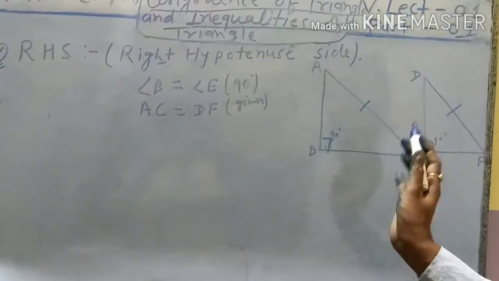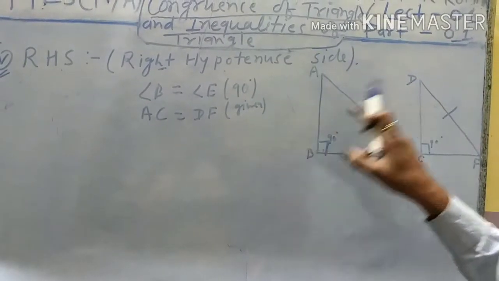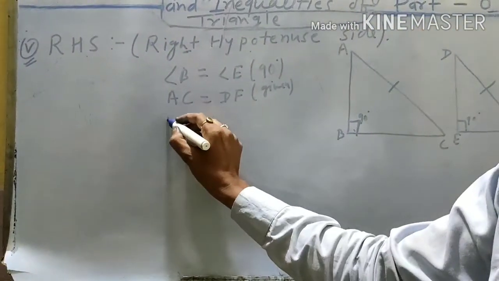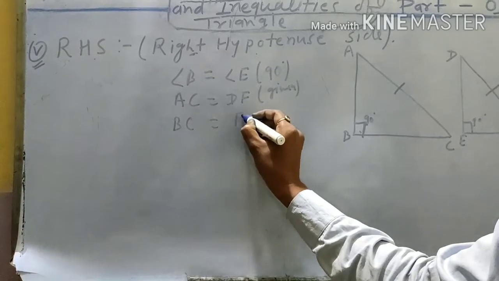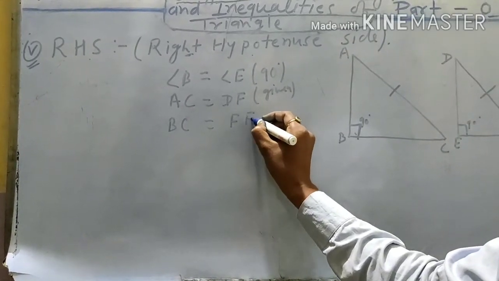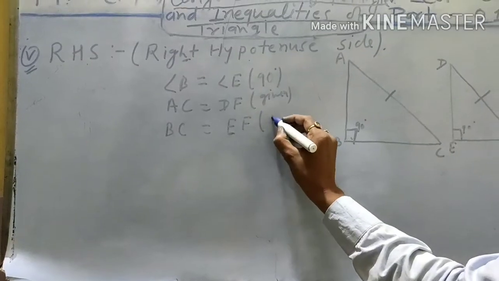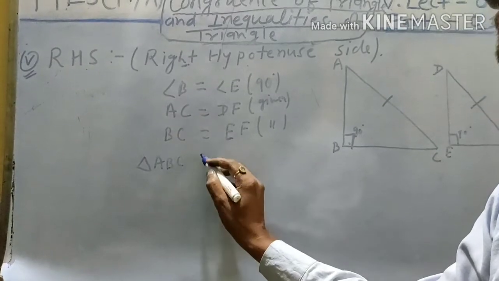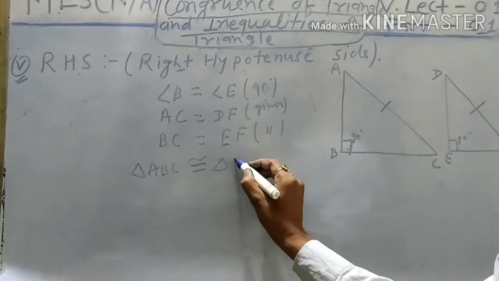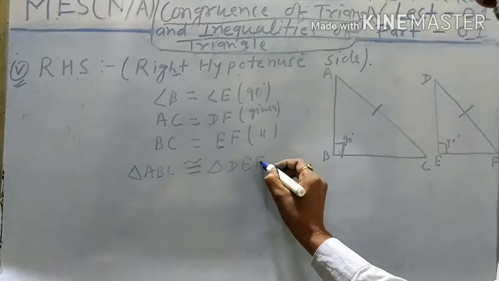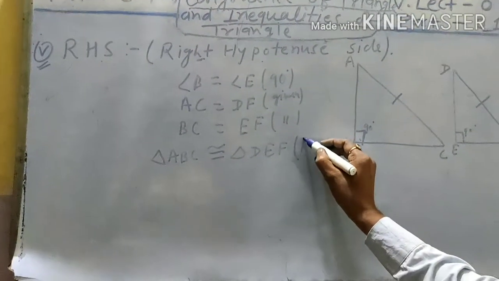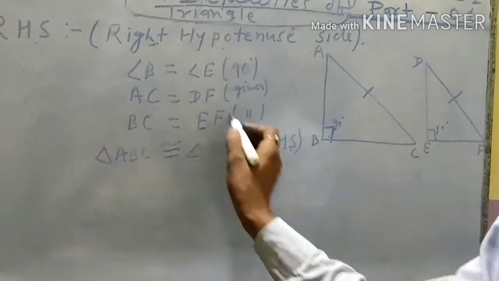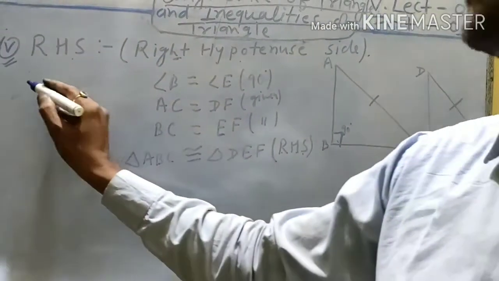And the last one is the side. We have to take any side. If AB, then DE. If BC, then EF. So take any one. Here BC is equal to EF. This is also given. So here we can write triangle ABC is congruent to triangle DEF. Reason is RHS, that means right hypotenuse side. And the rest part is CPCT.